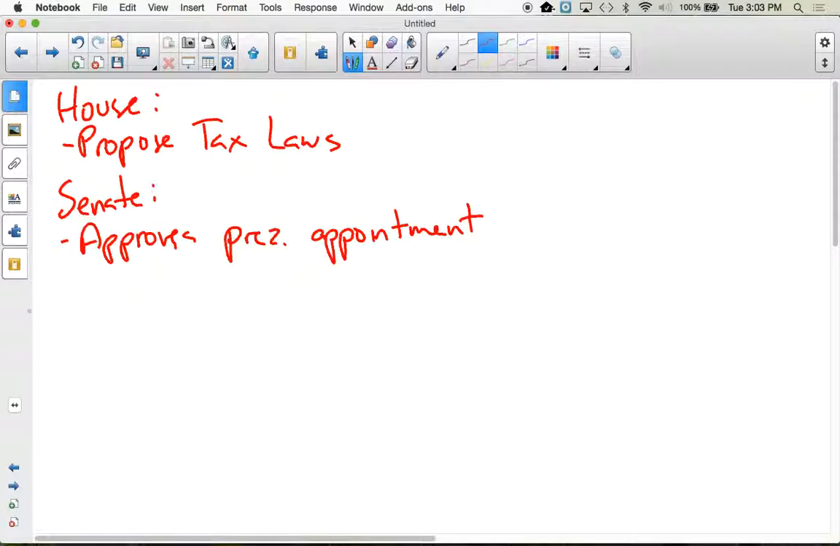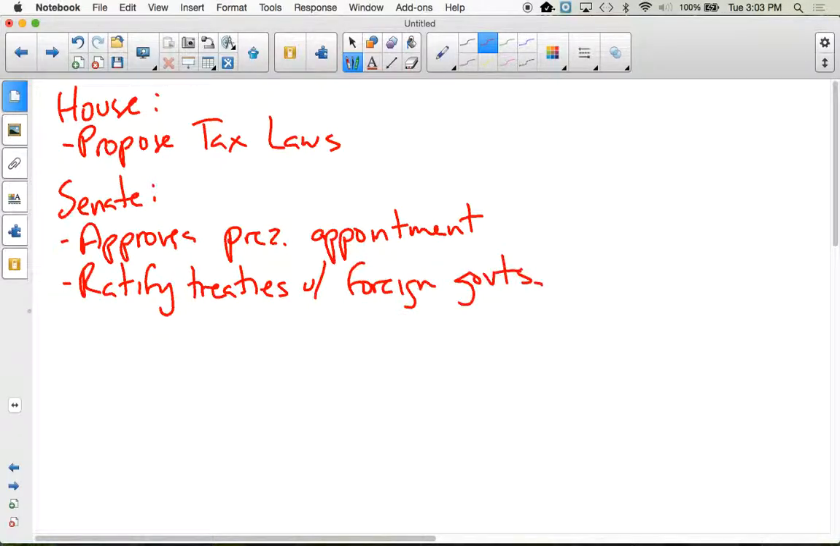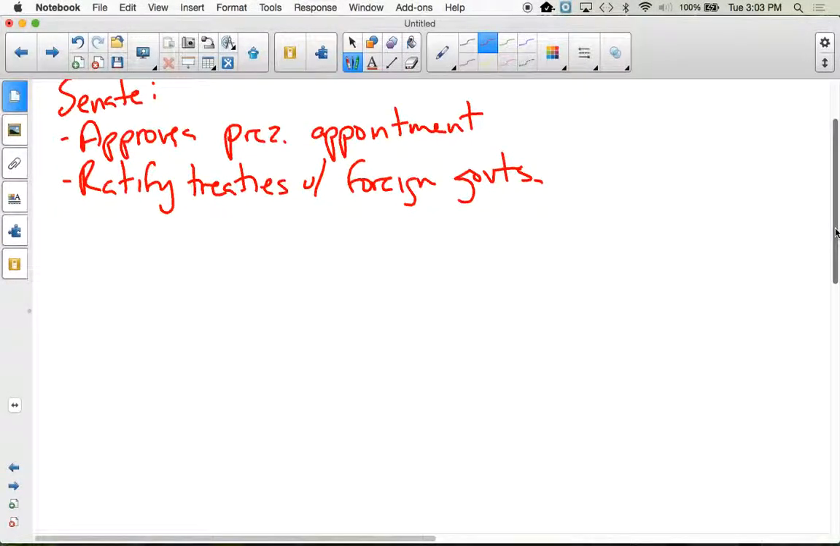Okay, the Senate can approve presidential appointments. So if the president appoints a judge, for example, it is the Senate's job to approve or deny that. They also ratify treaties with foreign governments. Whenever there's a treaty of some sort, the Senate must be the one that puts it together or approves it.